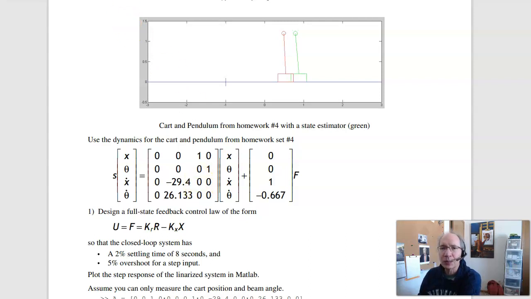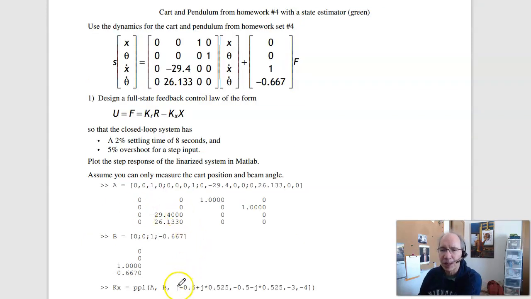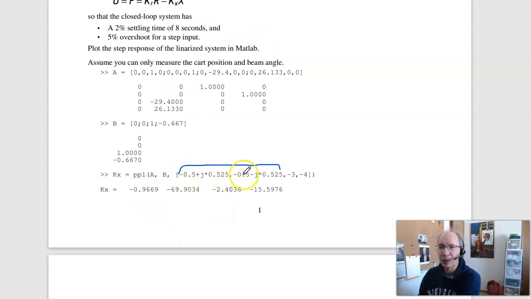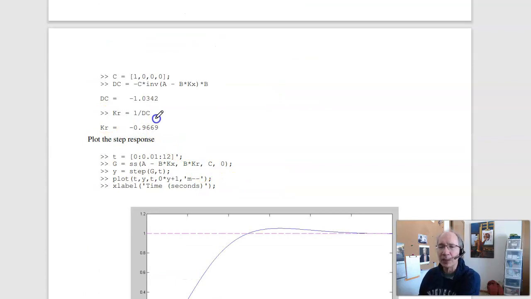First problem is come up with a stabilizing feedback control law. And in this one, you're asked to come up with it in this form, full state feedback with an input gain, such that I get 5% overshoot and a 2% settling time of 8 seconds. That puts the dominant poles at minus 0.5 plus minus j 0.525. So given the A matrix and B matrix, use Bhaskara or pole placement to place the dominant poles. The other two poles don't really matter. When you're done, you get your feedback gain Kx. Then find the gain Kr to make the DC gain 1.